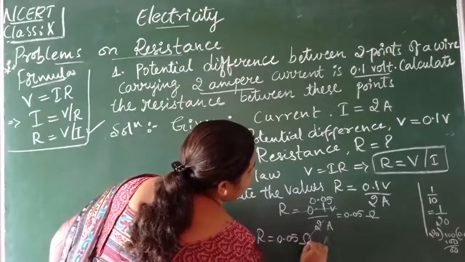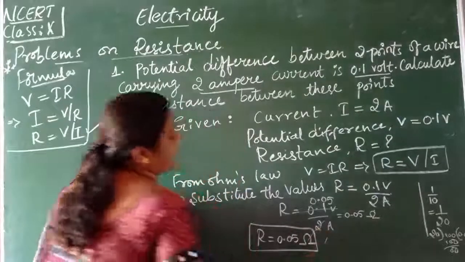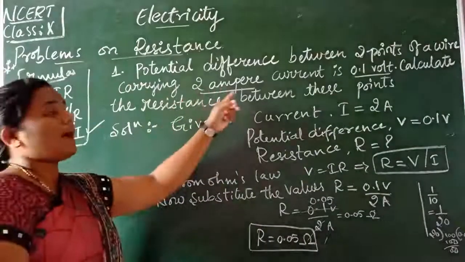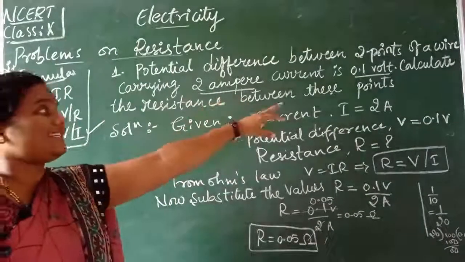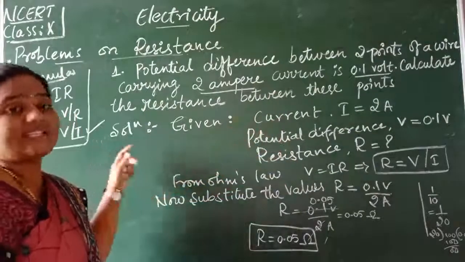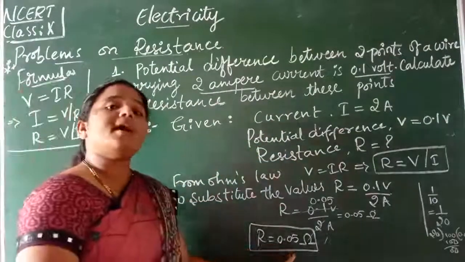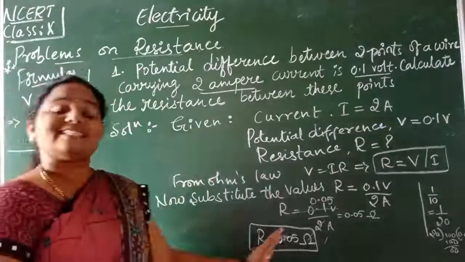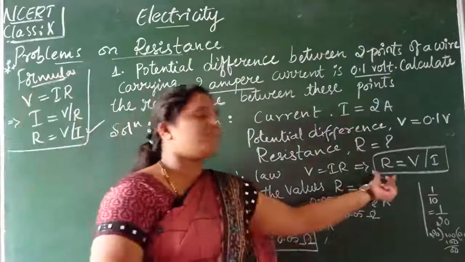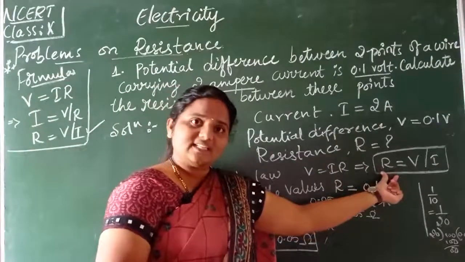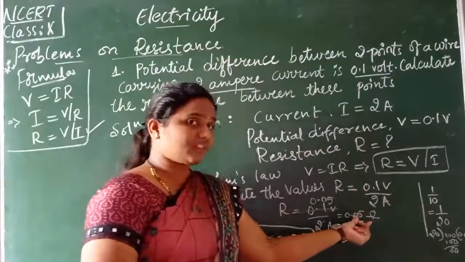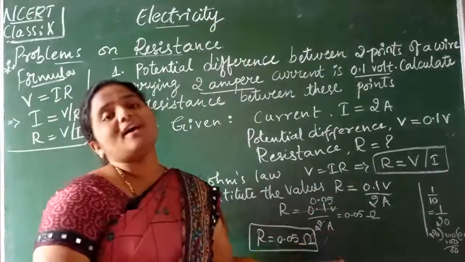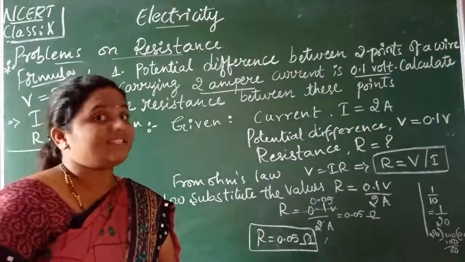0.05 ohms is the resistance across the circuit having a wire that carries a current of 2 amperes when the voltage supplied is 0.1 volt. So the resistance will be 0.05 ohms, children. Understand? It's a very simple problem. You have to use the formula in terms of resistance and substitute the given data, then divide the values, and you will get the resistance value. Okay, shall we see the next one?